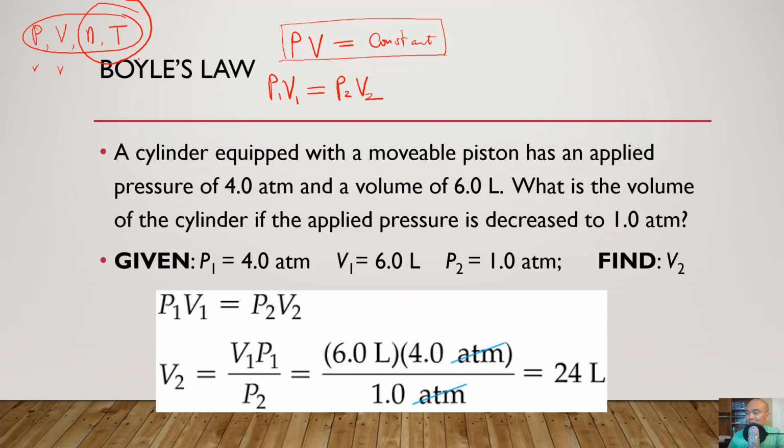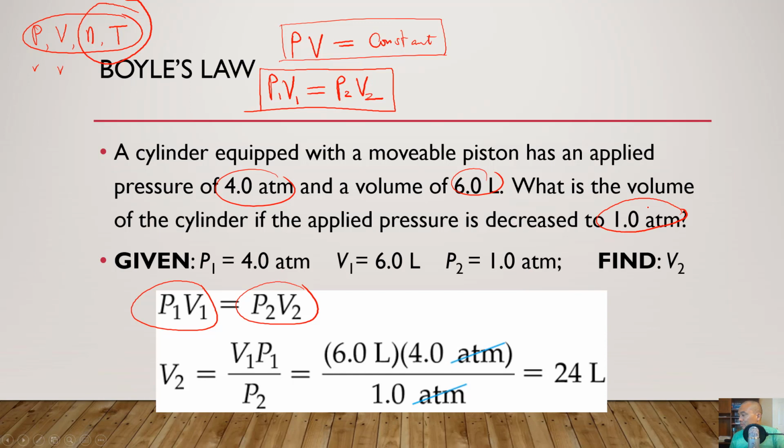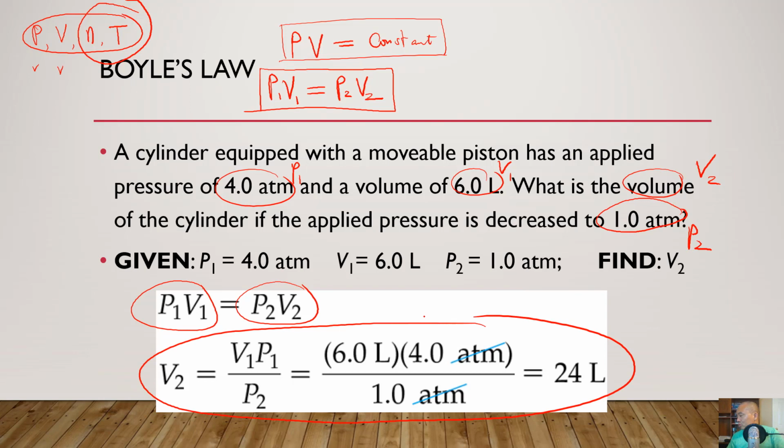Only under these situations, Boyle's Law will be valid, and P1 times V1 will be P2 times V2. So we use Boyle's Law, P1 times V1 equals P2 times V2, because we only have P and V related in this question. P over here, V, and then we ask you if we change the pressure to 1 atm, what is the volume? So you have P1, V1, and this is V2 and P2. So you substitute the numbers into this equation, and you find out V2 is 24 liters.